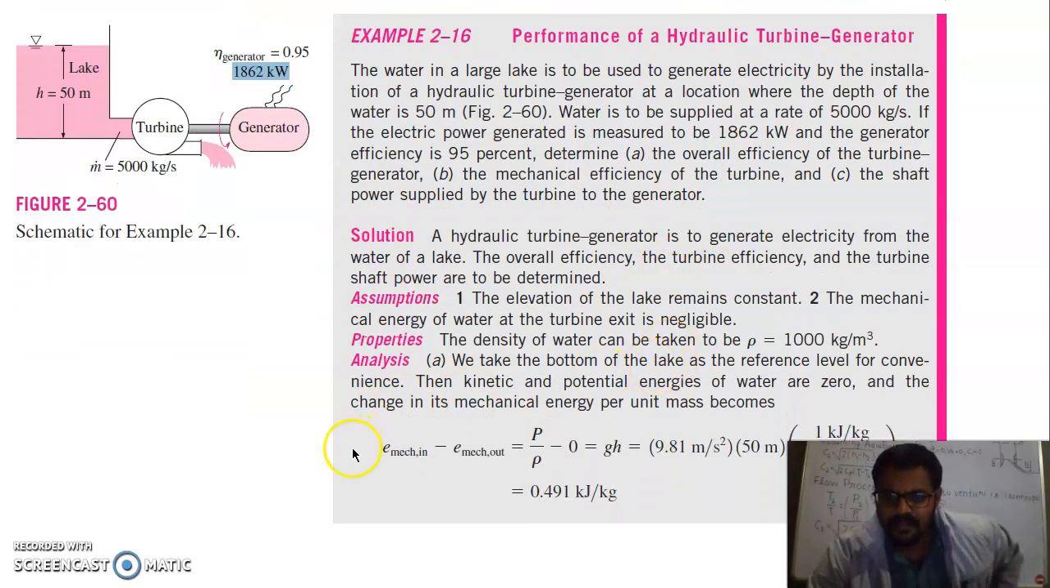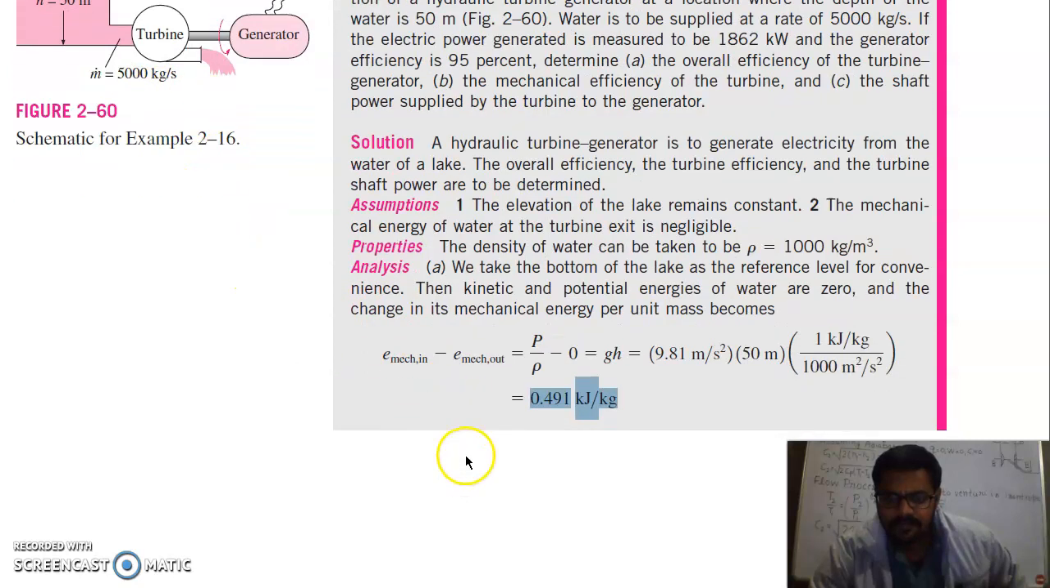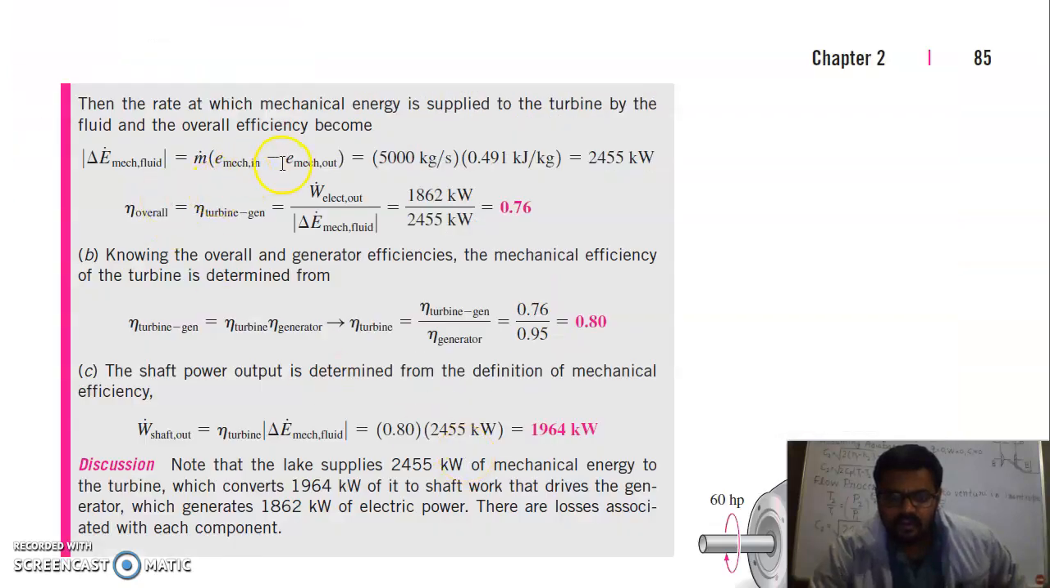So you can see here again apply the same equation, that is energy mechanical in minus energy mechanical out, that is your gravity and your height, multiplied by the mass. So this much amount of energy is supplied per kilogram of the fluid. If you multiply this by the total fluid, you will get the total energy. Out of this, the total is 2455 kilowatt.